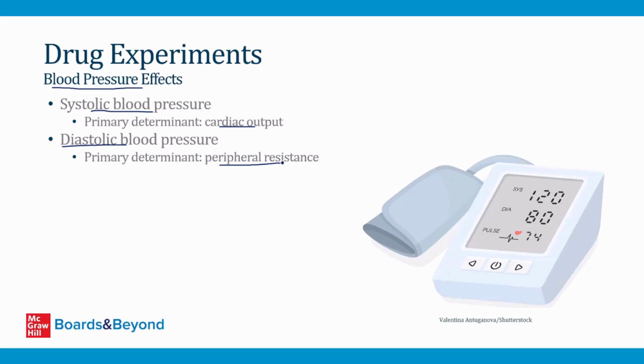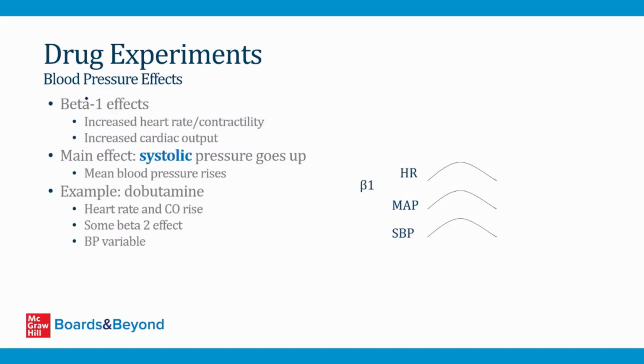So any drug that causes vasoconstriction and raises peripheral resistance is going to mostly raise the diastolic blood pressure, and that's going to raise the mean blood pressure overall. So with that in mind, now we can talk about the blood pressure effects of drugs that activate different receptor types. So let's start by talking about any drug that activates beta 1 receptors.